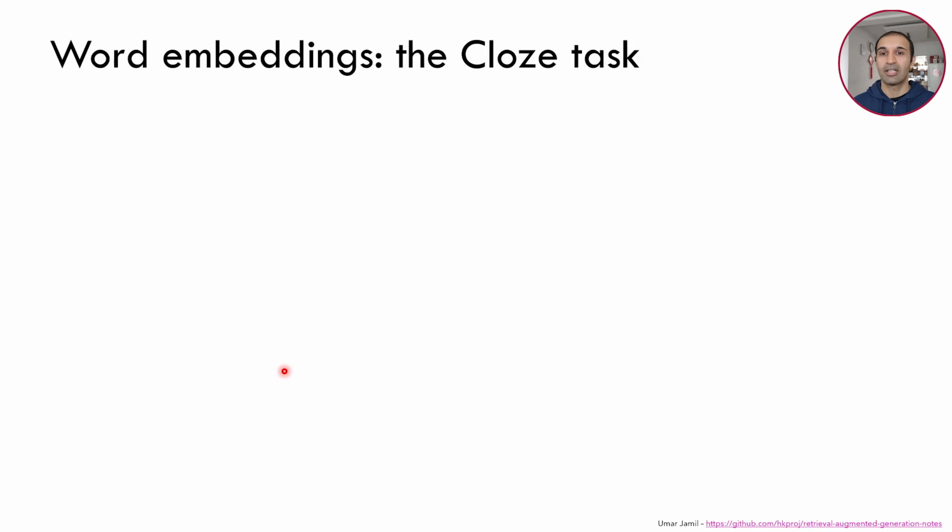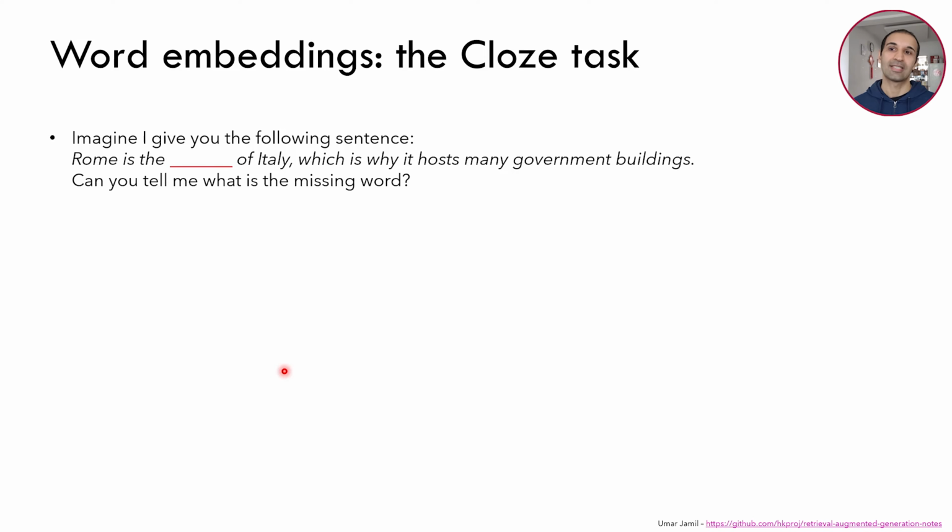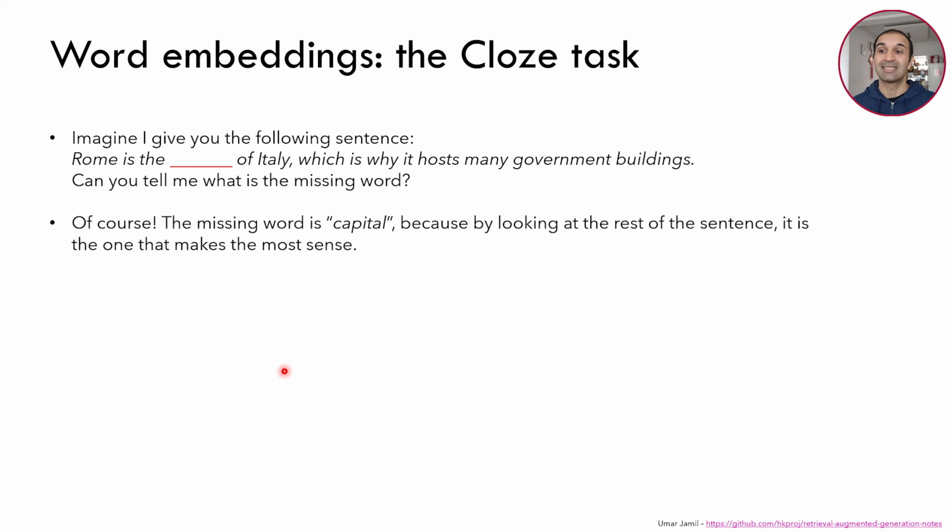We trained BERT on a very particular task, which is called the masked language model task, to capture information to create the embeddings of BERT. This masked language model task is based on the cloze task, and we humans do it very often. Let me give you an example. Imagine I give you the following sentence: Rome is the something something of Italy, which is why it hosts many government buildings. Can you tell me what the missing word is? Well, of course, the missing word is capital, because by looking at the rest of the sentence, it is the one that makes the most sense.